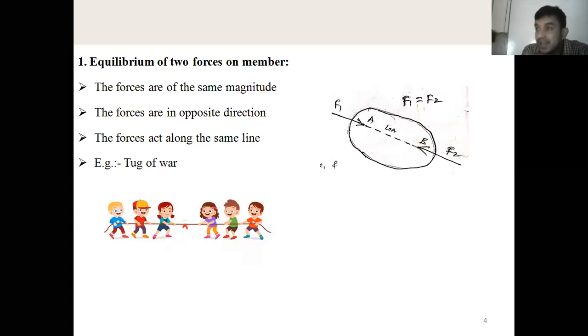Suppose you are standing on a floor. Whatever the weight of your body is, it acts vertically downward towards the gravity, right? At the same time, you are in stable equilibrium, which means a force is also acting from the ground, upward through your foot. Those are the two forces acting. The same magnitude, acting in the opposite direction and along the same line of action. Then only you are stable, right?